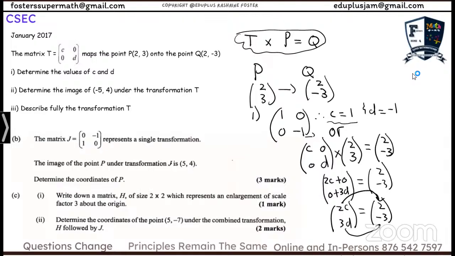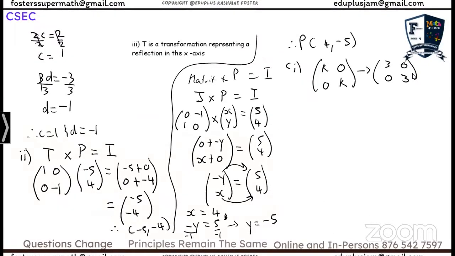And you realize you only get 1 mark for that because you're just regurgitating some information that you're supposed to know. And that's the easiest one out of all of them. So they know that this should not give you a problem to figure out. So if you want an enlargement scale factor 3 about the origin, remember, it is [K, 0; 0, K], and K represents the scale factor.